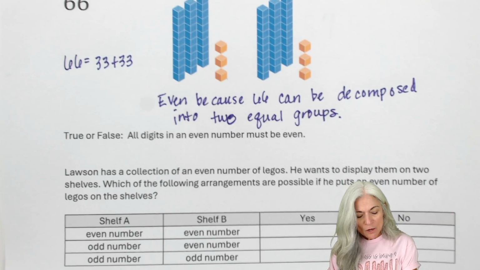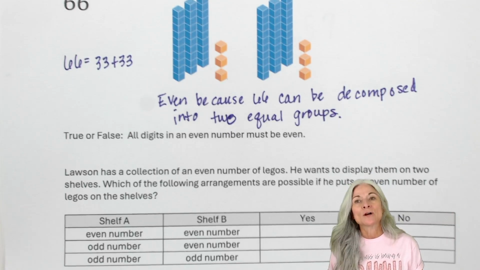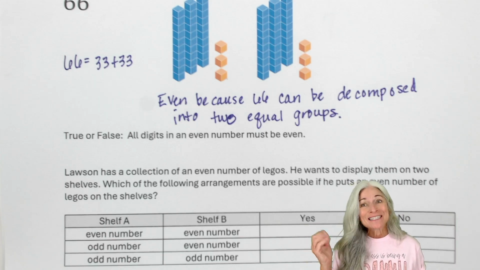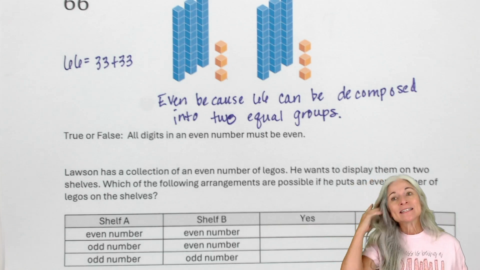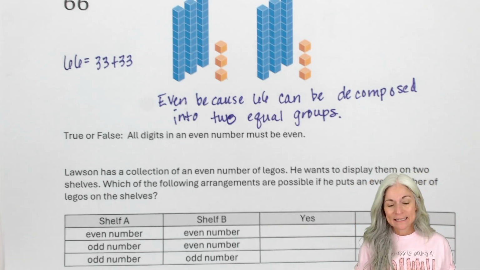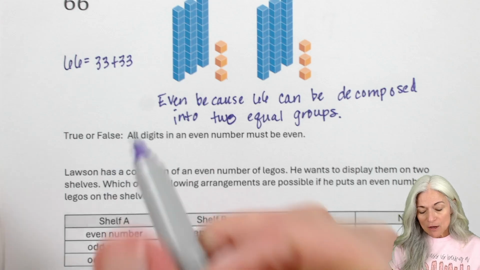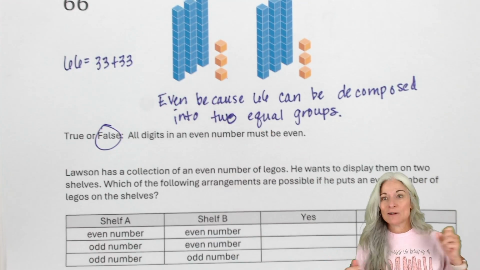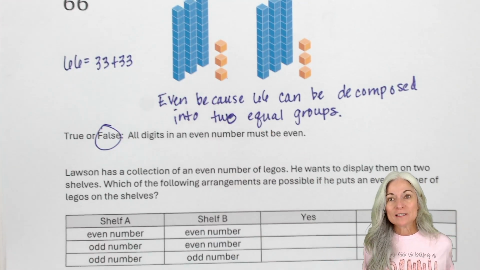All right, the next question she had was a true-false question that is very similar to this one. All digits in an even number must be even. False. We are only concerned about the ones digit. So this would be false because we only look at the ones digit. Now, why is that? I always like to talk about why. Why do we just look at the ones digit?